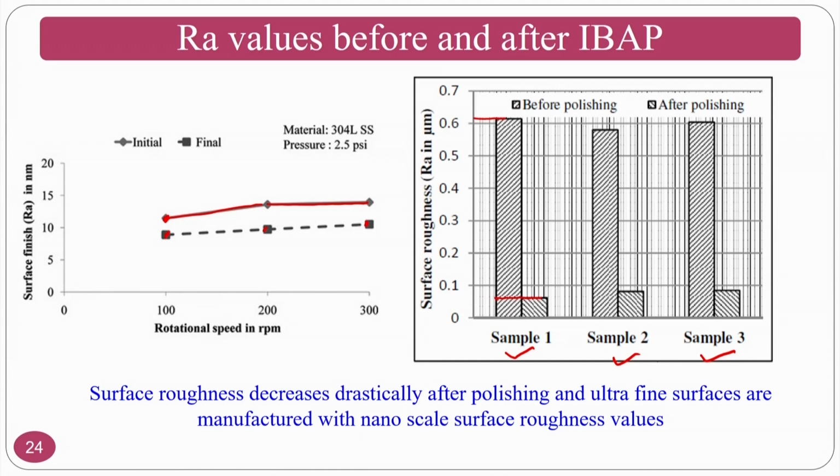Okay. The surface roughness decreases drastically after polishing. Ultra fine surfaces are manufactured with nanoscale surface roughness values. That means from a micron surface, that is nothing but 0.6 microns, you are reducing to 0.06. So it is a great improvement from the point of surface roughness.